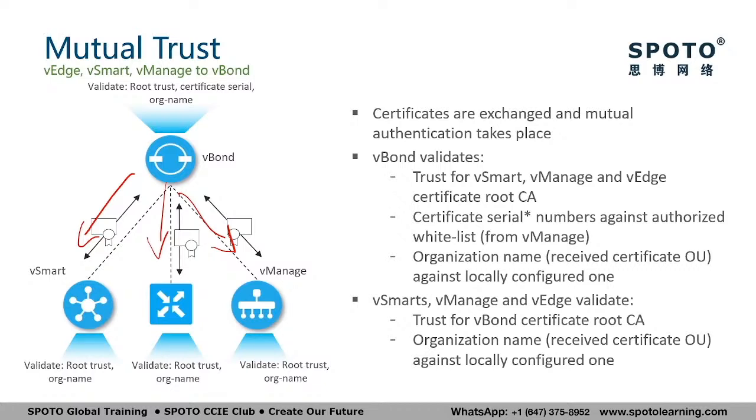The second part is vSmart, vManage, and vEdge, 3 components here. These 3 validate the vBond. So vSmart, vManage, and vEdge validate the trust for the vBond certificate root CA. Same as the first part, they validate the organization name that received the certificate, the OU, against the locally configured one. By doing these two parts, the two-way mutual trust is established.